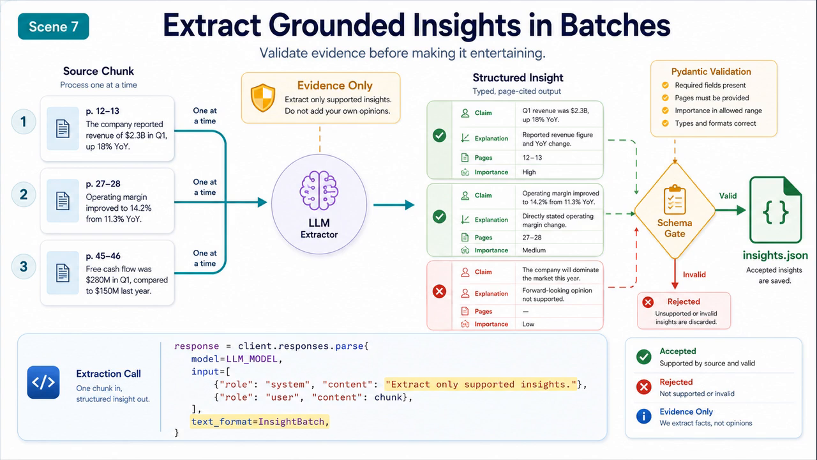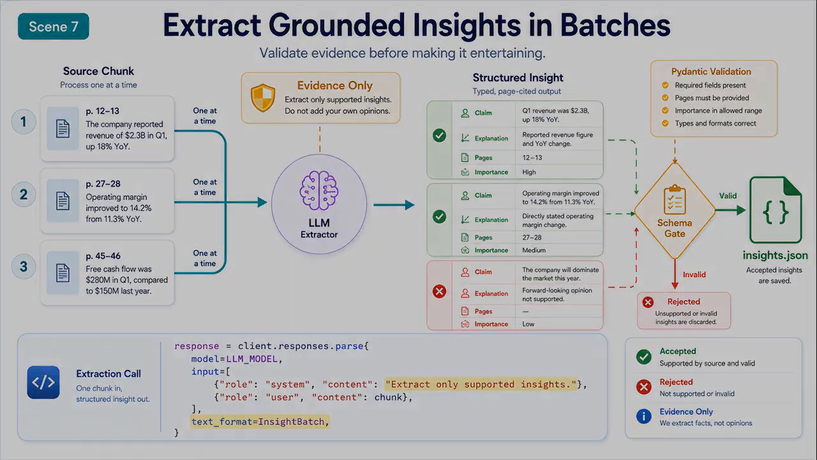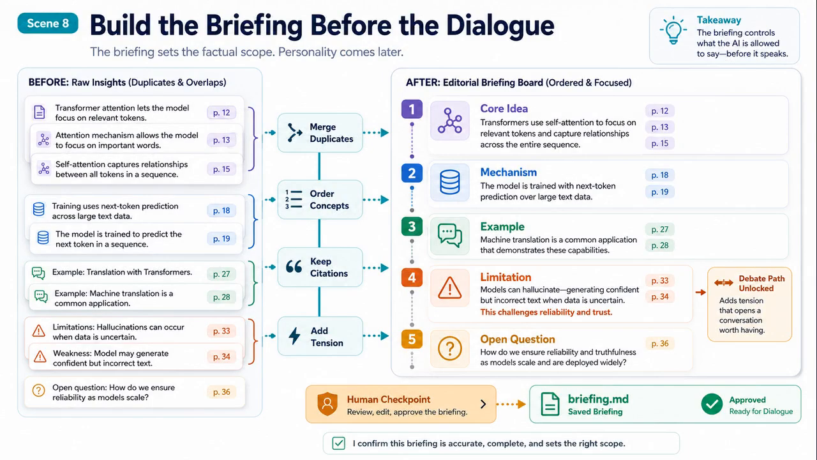Processing chunks independently reduces context pressure and makes retry smaller. We save the combined insight list to JSON, creating an inspectable evidence layer between the PDF and the creative script. If this layer is inaccurate, better voices will only make the mistakes sound more convincing.